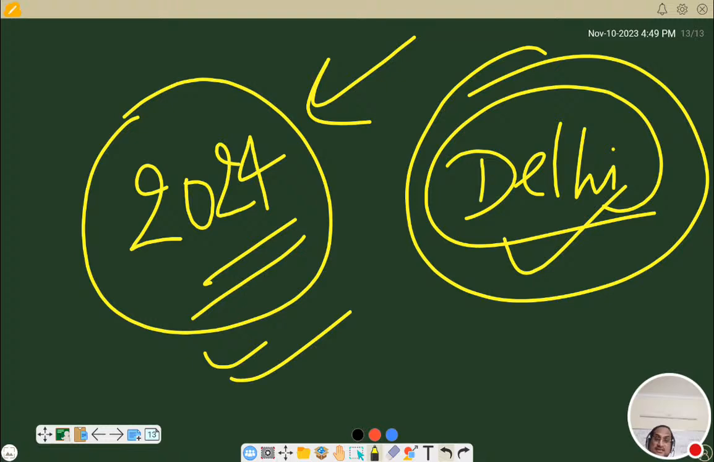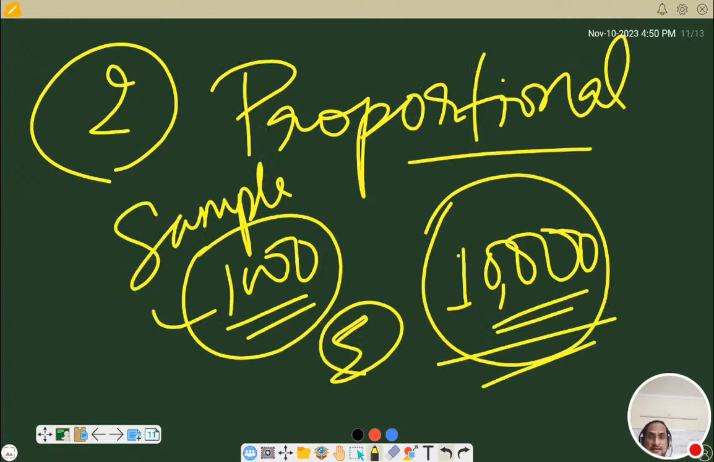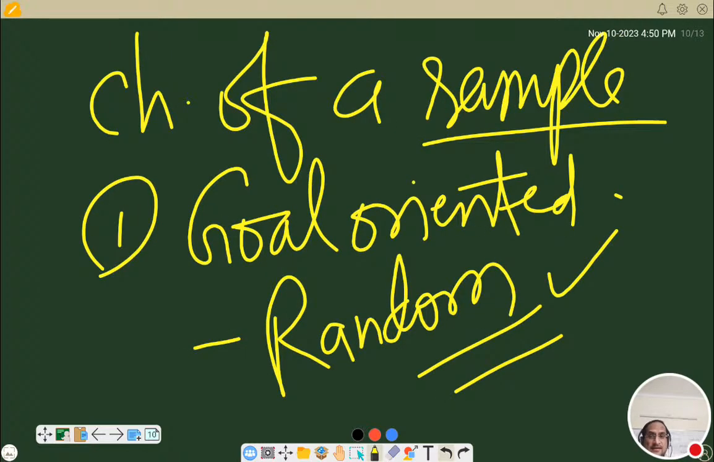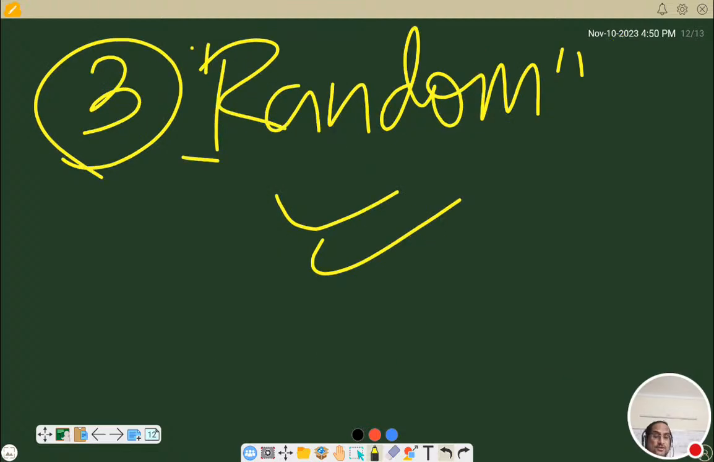That is why here the researcher does not go for probability sampling. Here the researcher is doing only non-probability sampling. But still there is a definition. Still there is a way of doing it. So it is done, of course, randomly. Then it is proportional. It is goal oriented, random, proportional.